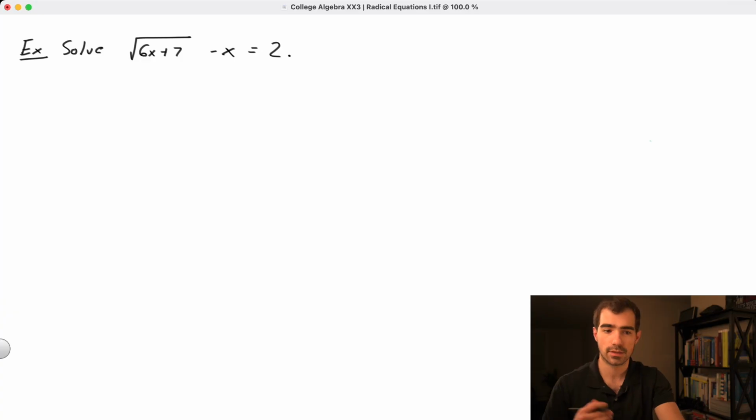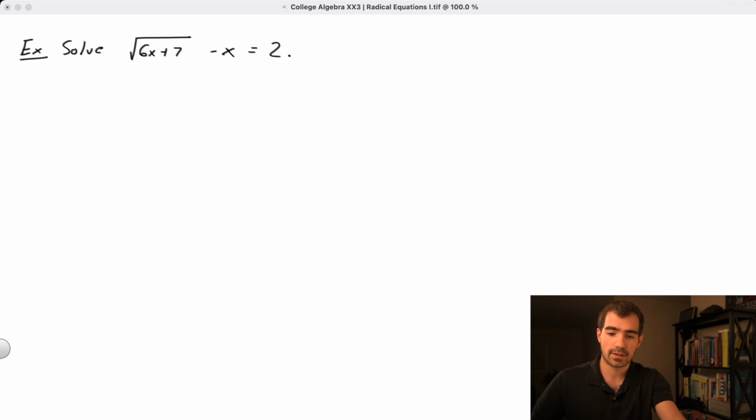And so while this technique does work for the most part, we do have to be careful and check the solutions at the end to make sure that they satisfy not only the equation that we've created by trying to solve it, but the original equation that we started with too. And so for example, let's take a look at solving for when the square root of 6x plus 7 minus x is equal to 2, so we can get a feel for how this plays out.